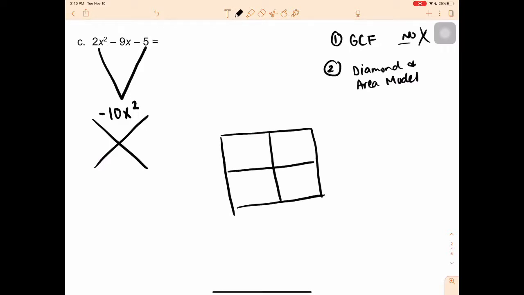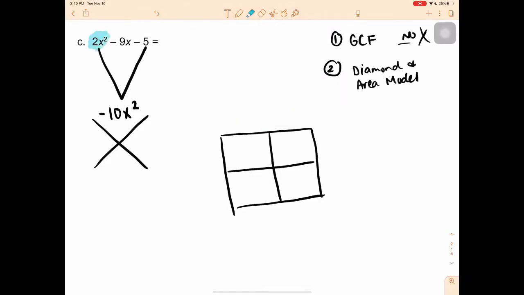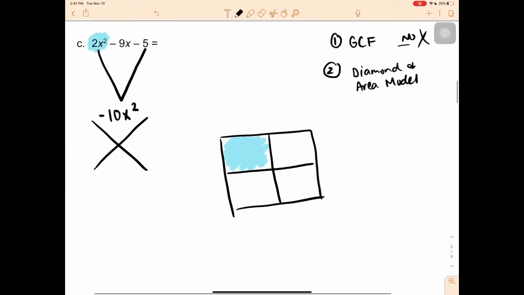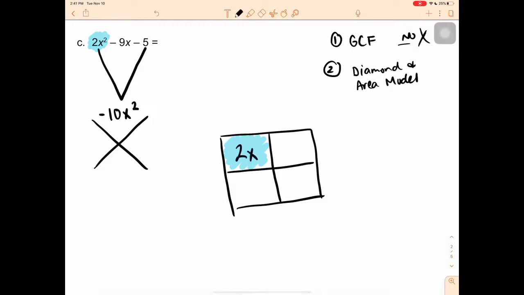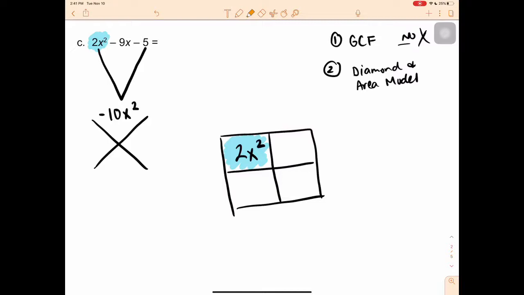So if I were to draw that, again, my first term, my ax squared term, is going to go on the top left, as this one is 2x squared. And then the bottom right is going to be negative 5. And 2x squared times negative 5 is negative 10x squared. Okay, so it's the same thing.